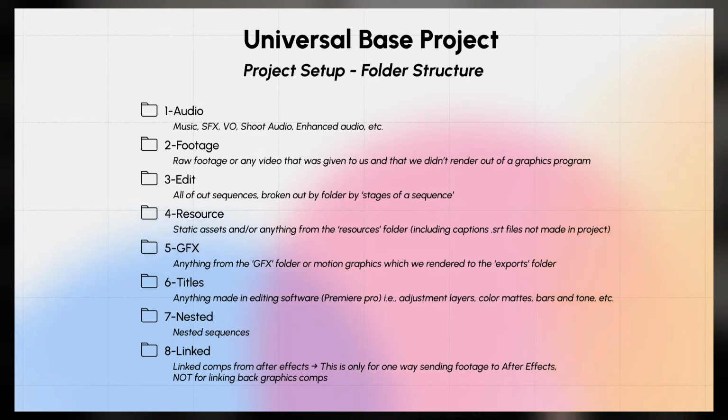So this could be adjustment layers, black video, bars and tone, color mats, captions, screen grabs, etc. If you made it inside of Premiere Pro, it's going to go into the titles folder. 7-nested. This is for nested sequences within Premiere Pro.